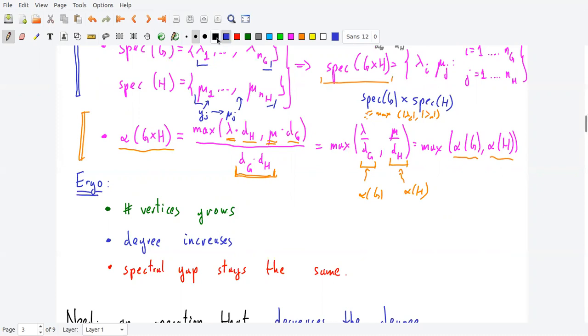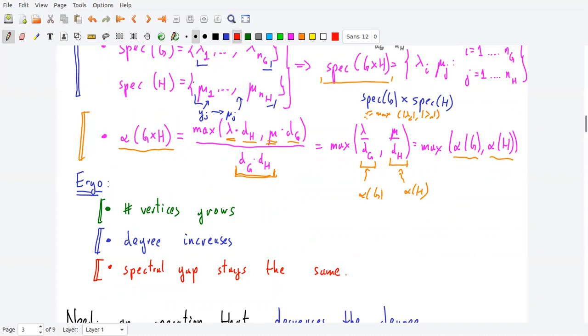Yeah. So the number of vertices grows, because now the new vertex set is the product of the two vertex sets. So we get more vertices in this way. The regularity also increases, so the degree of the vertices increases, and the spectral gap stays more or less the same in a sense. So if we had two graphs that were already good, we will not get worse spectral properties by taking the tensor product.